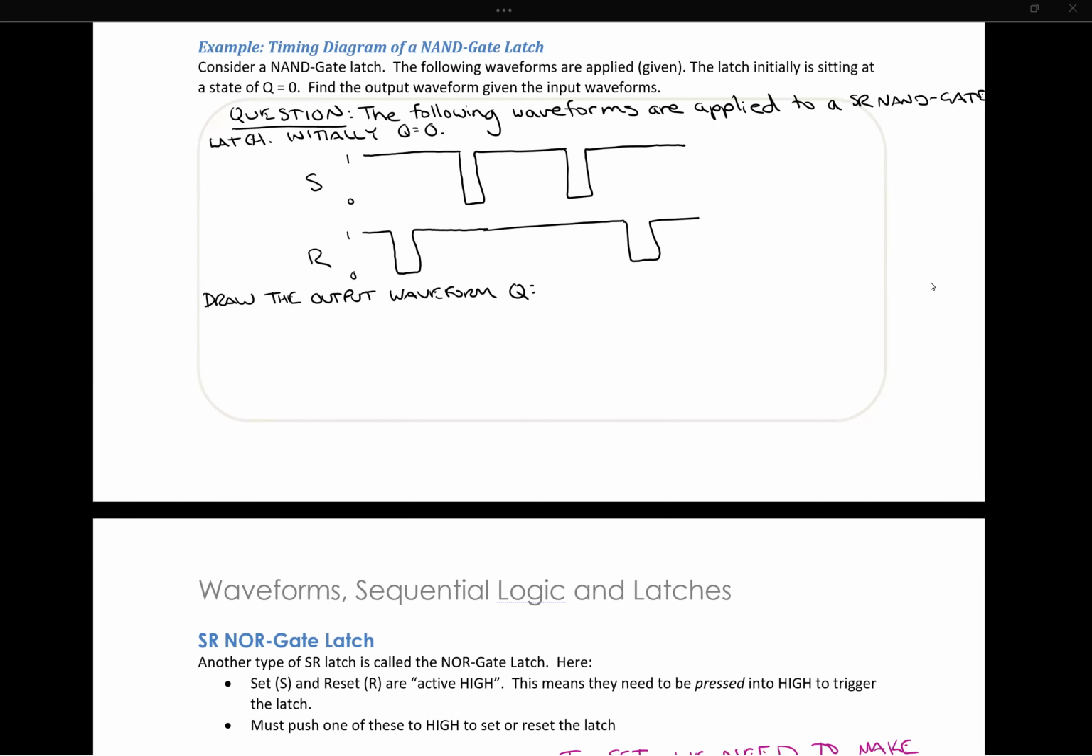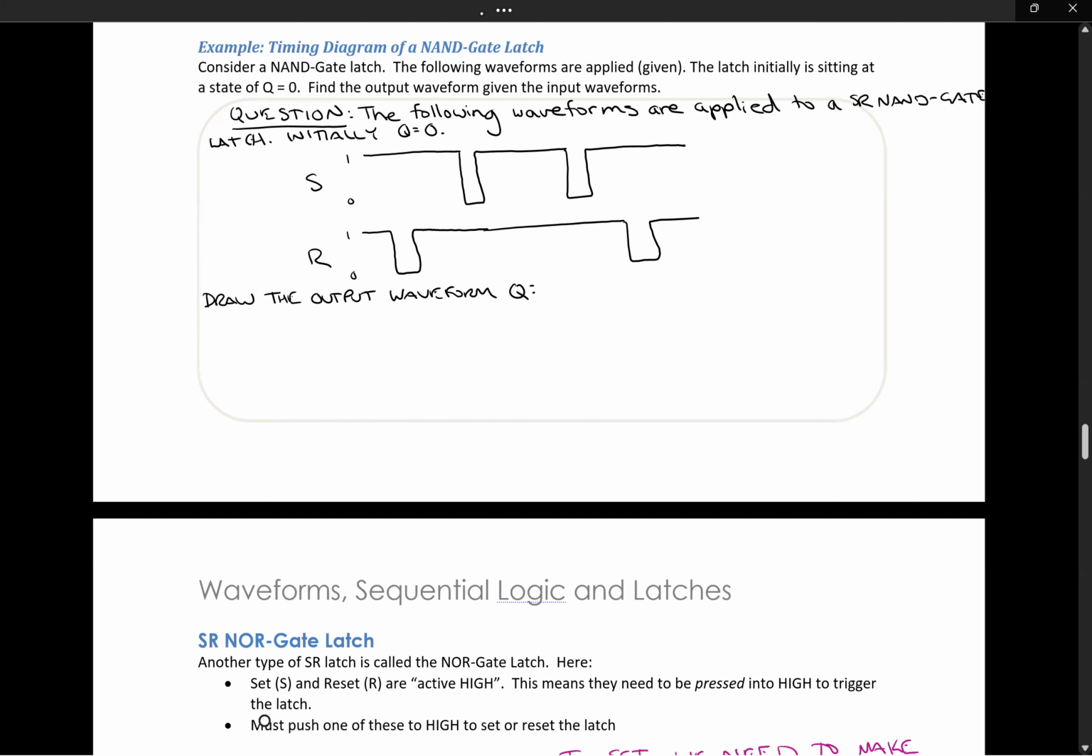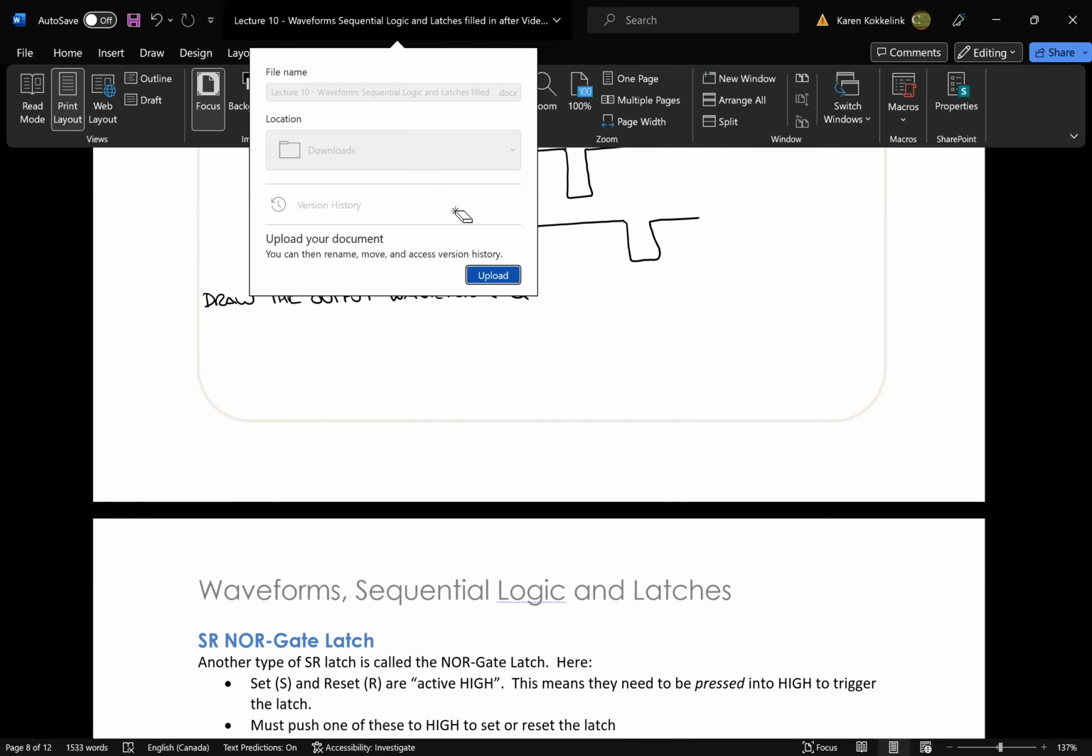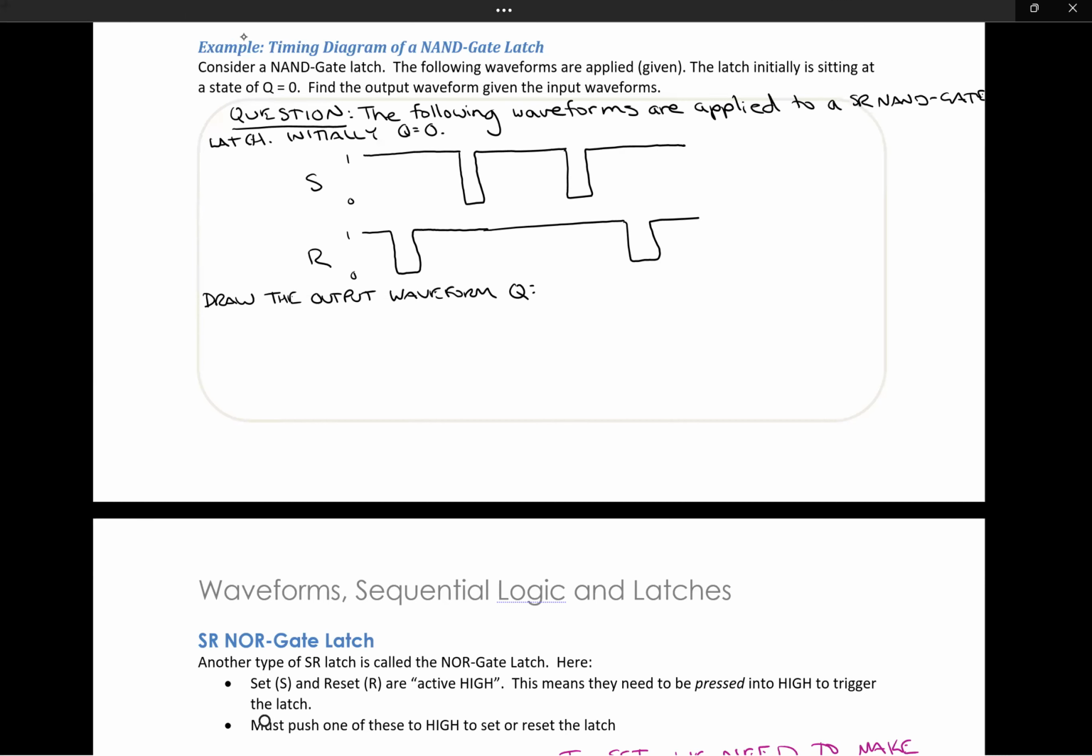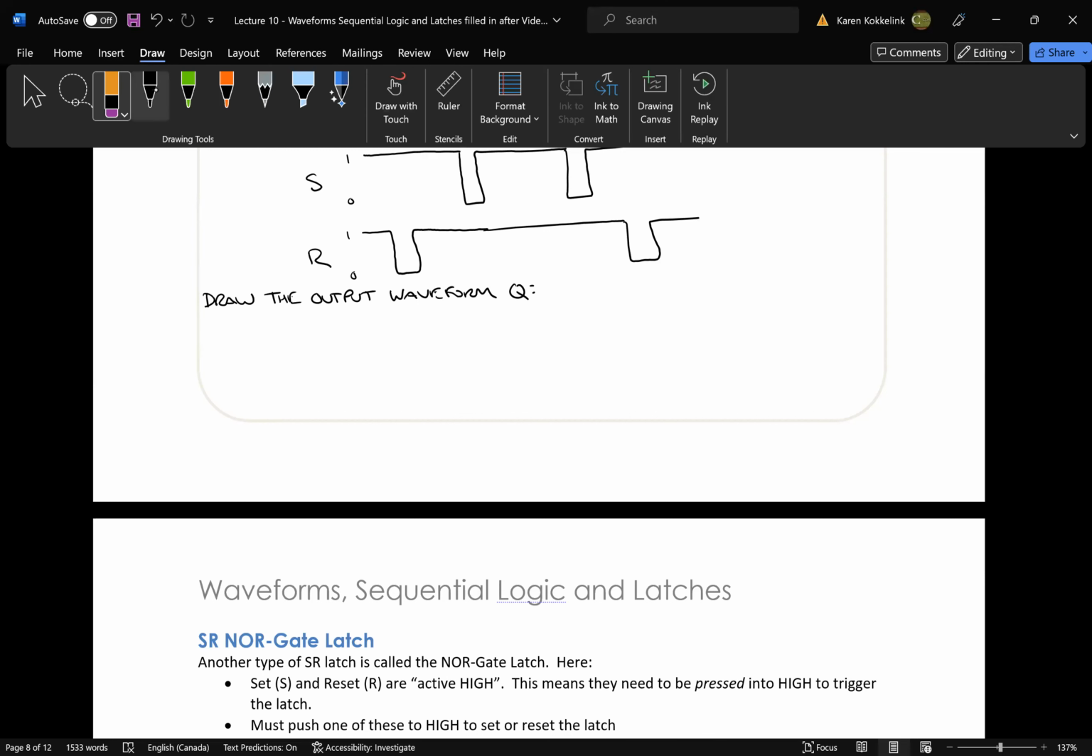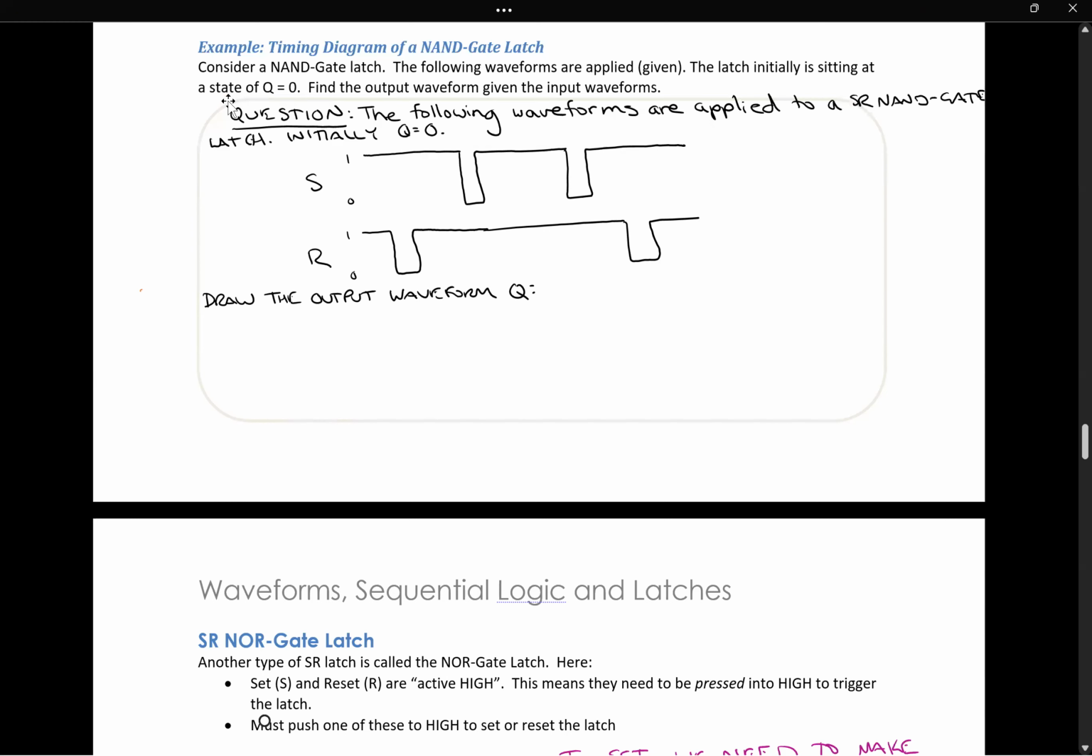In this example, which is a perfect exam problem, we have a NAND gate latch. What we have to remember about NAND gate latches is that we have to drive S equal to 0 to set, and we have to drive R equal to 0 to reset. That's just the nature of a NAND gate latch.